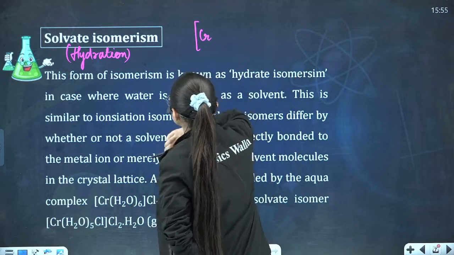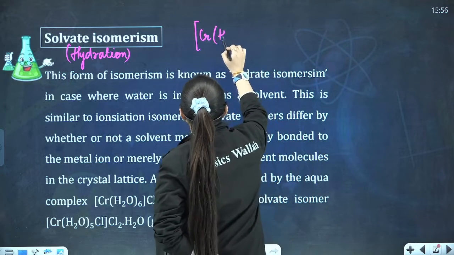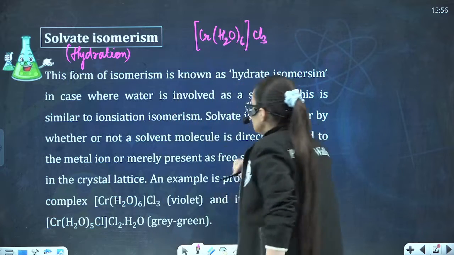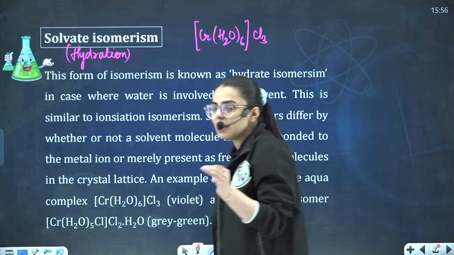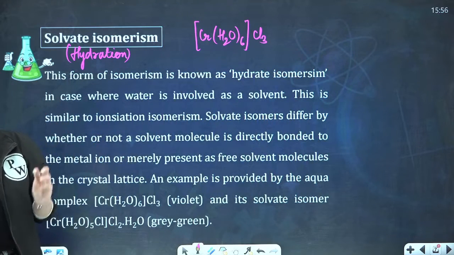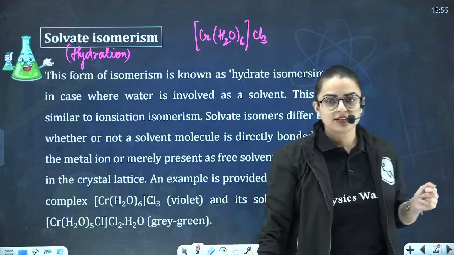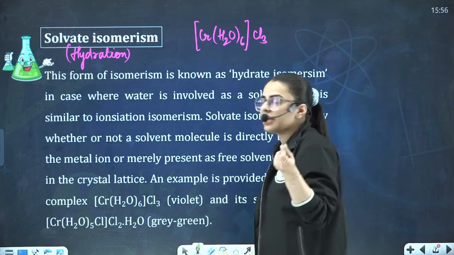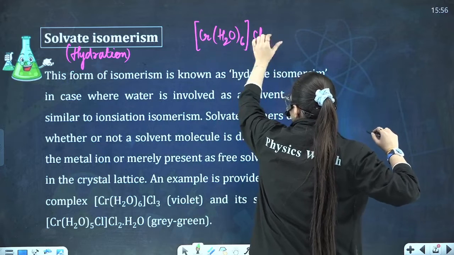For example, here the central metal atom is Cr and initially we have water as our ligand. Six water molecules are bonded to the central metal atom chromium and we have 3 chlorine as the counter ions present outside. That means these 3 Cl are the ionizable ions. Now if I have to make its hydrate isomer, how can I make it? One water molecule will go outside and one Cl will come inside.